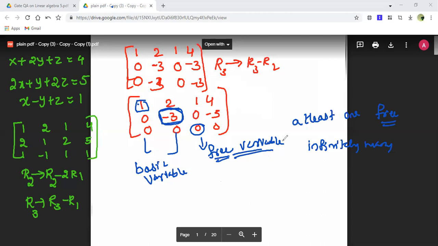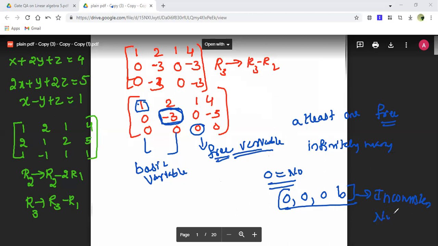If you get something like 0 is equal to some number, or any particular row in the form 0 0 b, and this type of row may appear in any of the rows, then that particular system is inconsistent, or we can say that it has no solution.